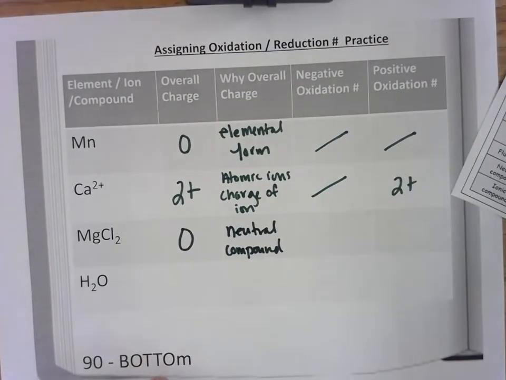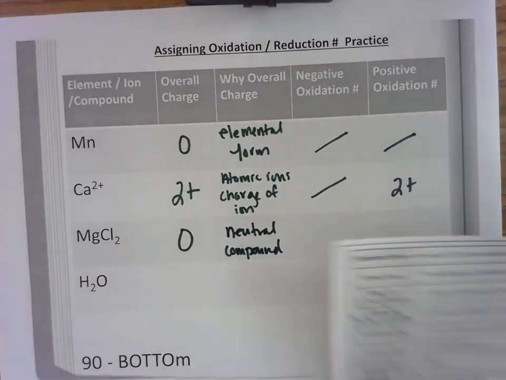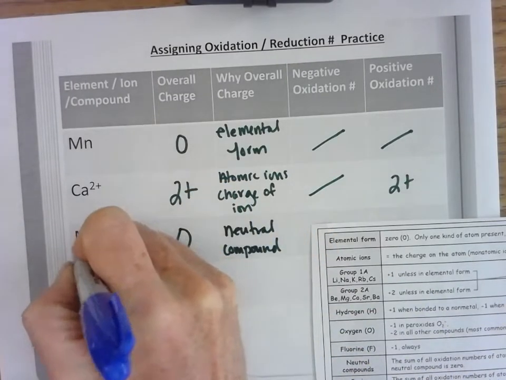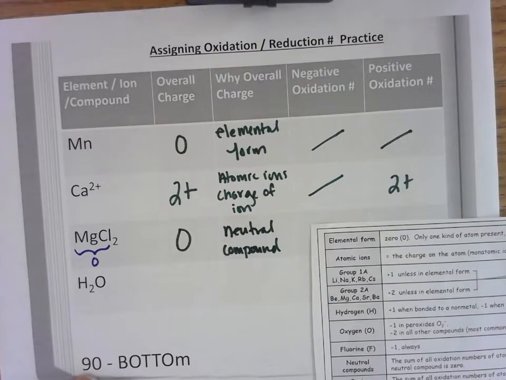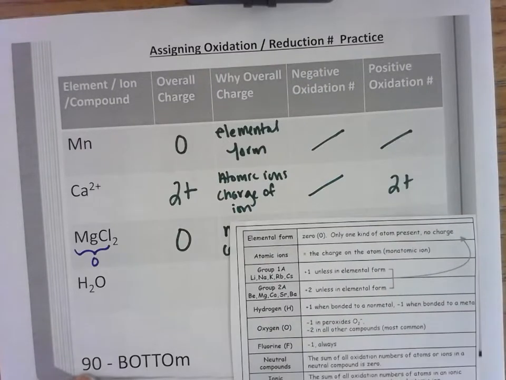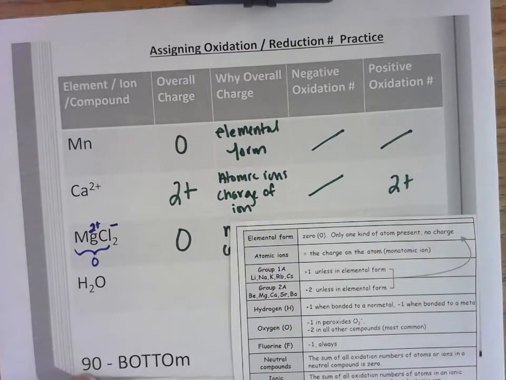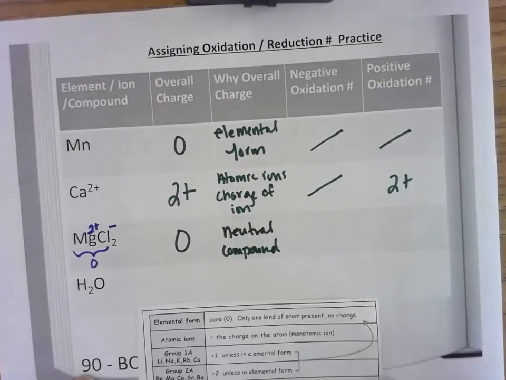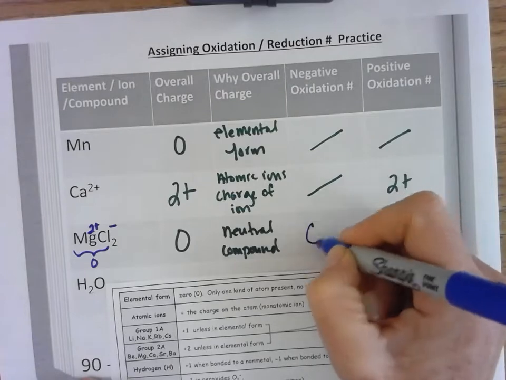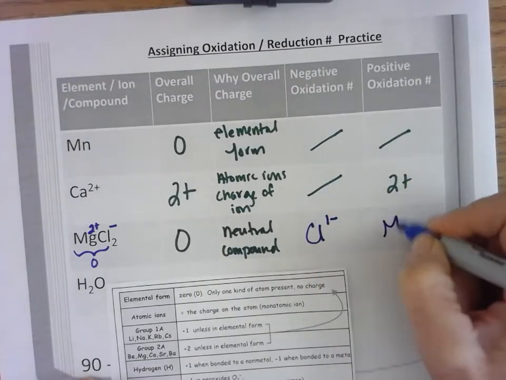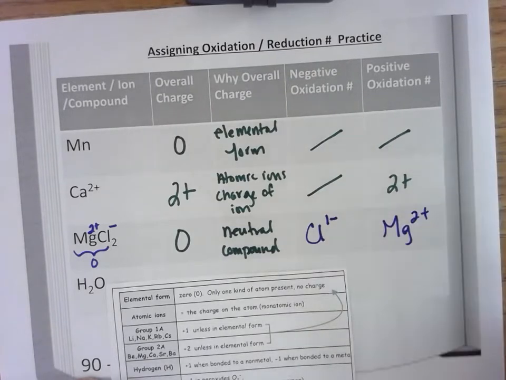Now we're going to actually have positives and negatives together. So the overall charge on this has to be 0. We already know that. We learned that when we did ionic compounds. If we take a look here, our group 2A, Mg, is going to have a positive 2 charge, which we already know. And this chlorine is acting as an ion here, and you know that they have -1 charges. So the negative oxidation number here is going to be on the chlorine, and it's 1 negative, and the positive is magnesium, and the oxidation number is going to be +2.